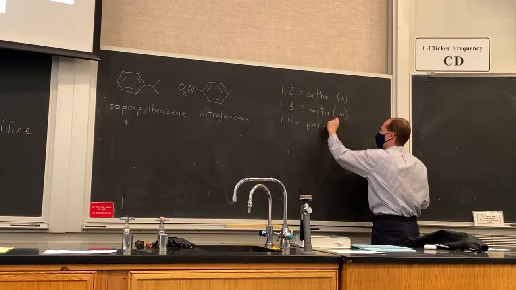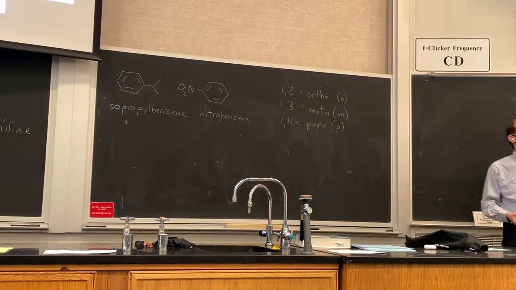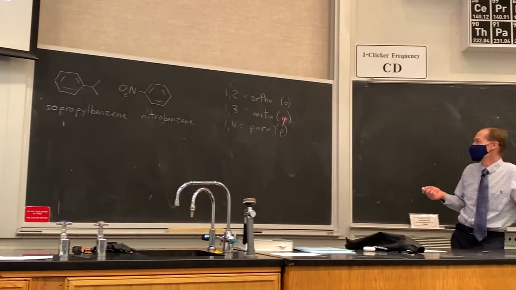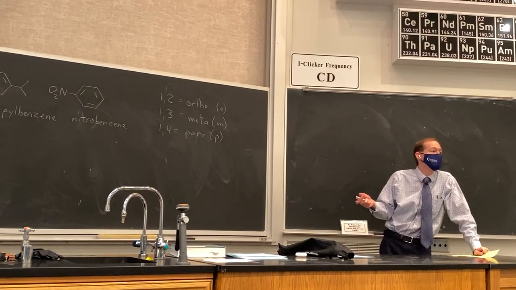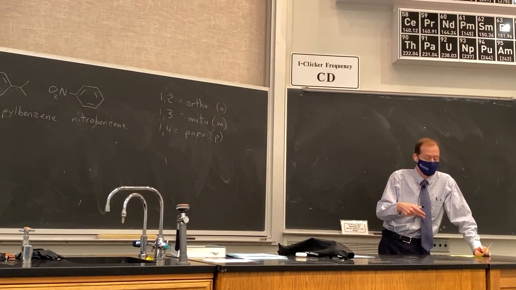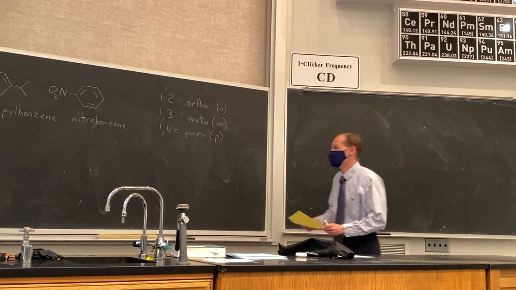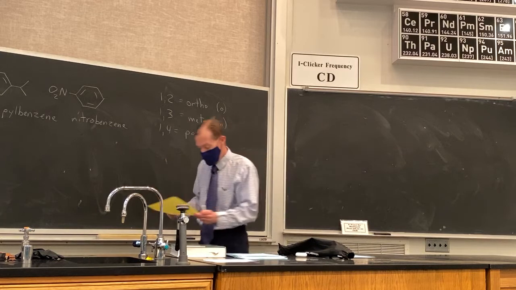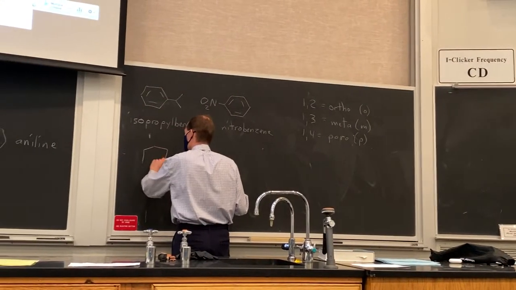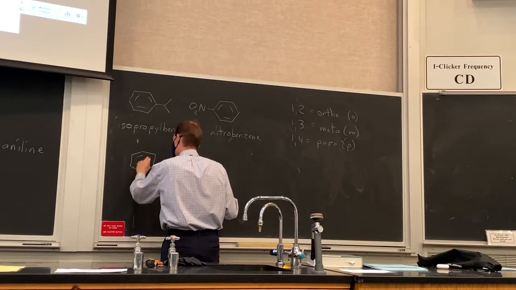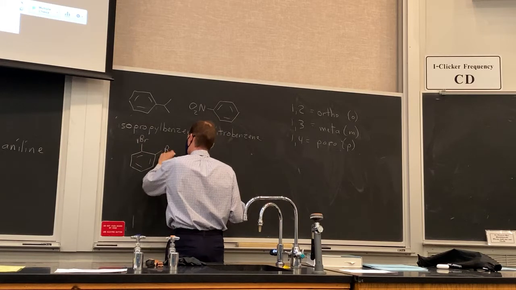As I mentioned, these letters are usually italicized. So we typically just use the letter when we're writing the name, but when we're saying the name, we would say ortho, meta, or para. All right, so let's do a couple of examples to make sure we can apply the ortho, meta, and para nomenclature. There's a couple of different ways that we can do this.